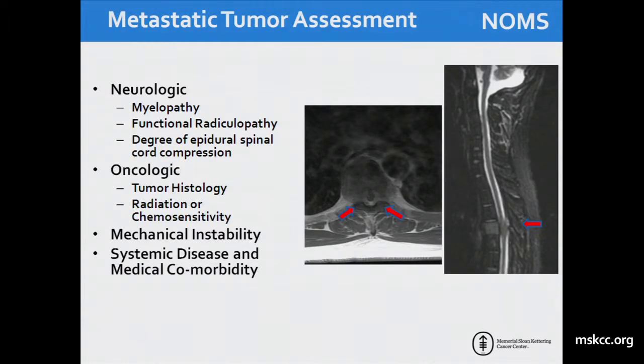So we spoke about the neurologic and the oncologic considerations. I won't say much about mechanical instability. You're about to hear a great talk from Dr. Shuba, except that I'll just emphasize once again, any mechanically unstable spine needs to be stabilized, and we can't do that with radiation therapy. And then we look at the systemic disease.